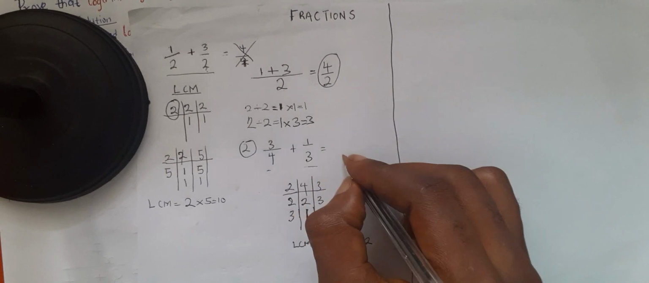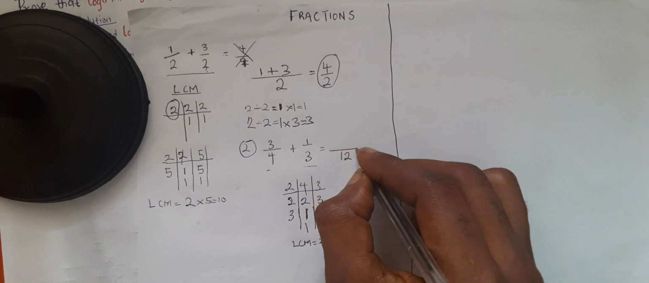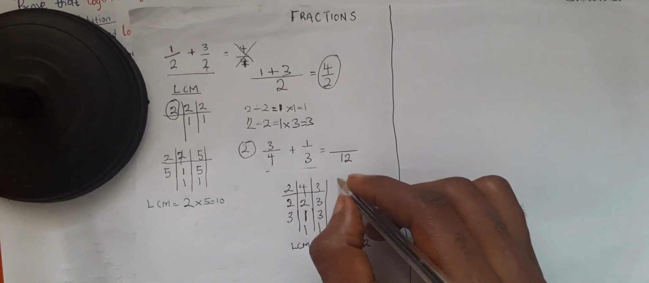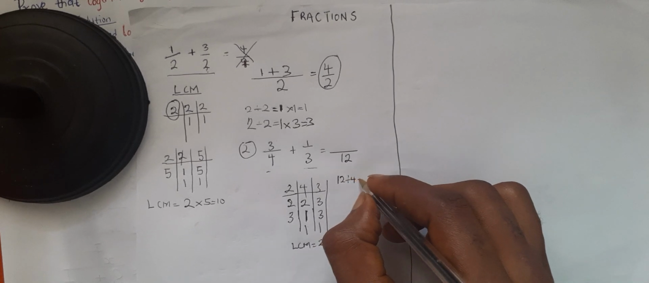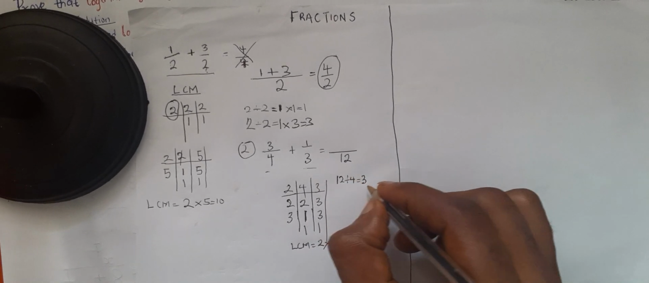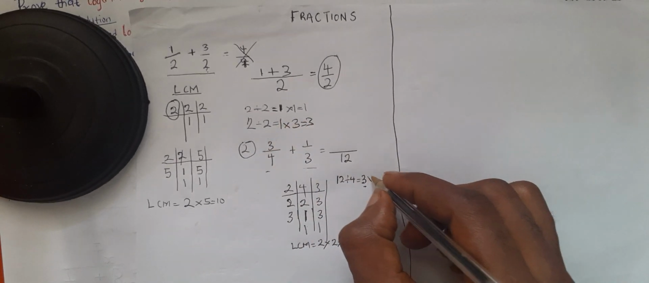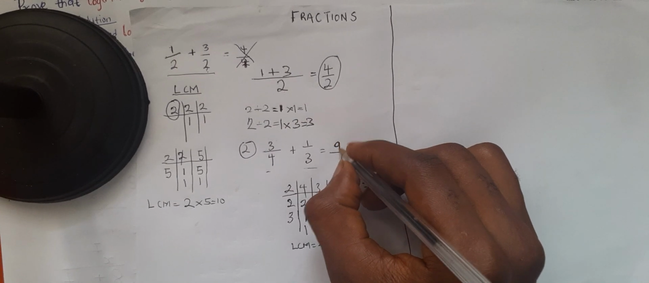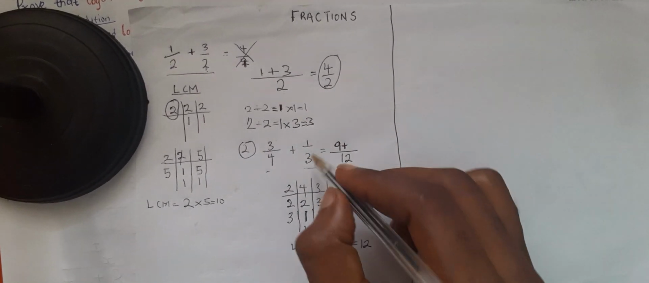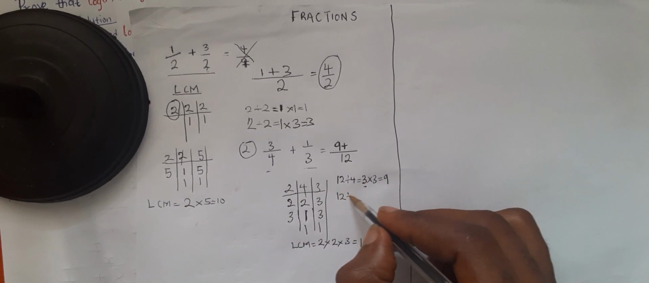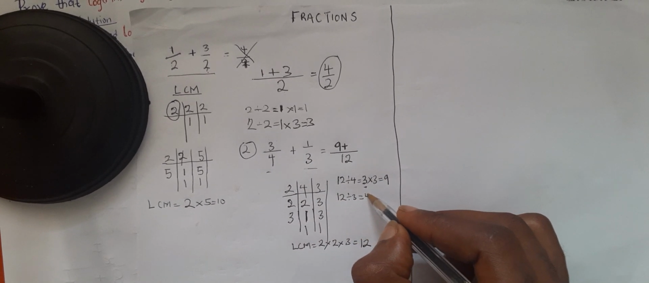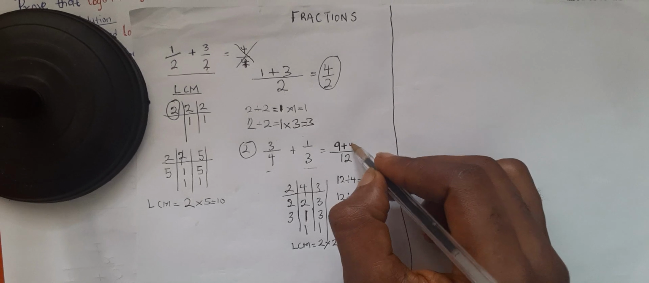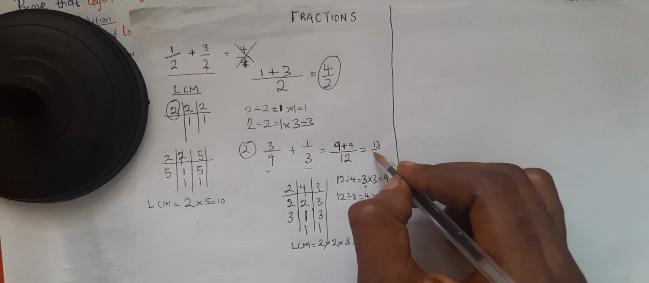Now we come here. LCM is 12. Now, as we have said before, come to the first fraction. 4 will divide the LCM. 12 divided by 4 will give us 3. Now that 3 will multiply the numerator. 3 times 3 is equal to 9. Therefore, we have 9 here. Plus, if 3 divides the LCM, that is 12 divided by 3 will give us 4. Now 4 will multiply the numerator, which is 1. We have 4. Therefore, the addition of these two fractions will give us 13 over 12.